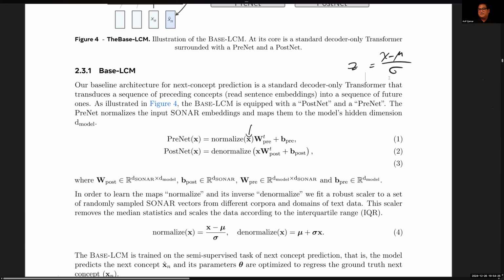And how do they compute the mu and sigma? They just look at the distribution over the documents. Sonar vectors, lots of Sonar vectors, and where do they fall? You compute the mean vector, and then you do that. Then you multiply it by a matrix. This is a space transformation, right? The point of this is you are projecting this Sonar vector to a different space, and then there is a post vector which denormalizes it and in effect projects it back into the concept space.